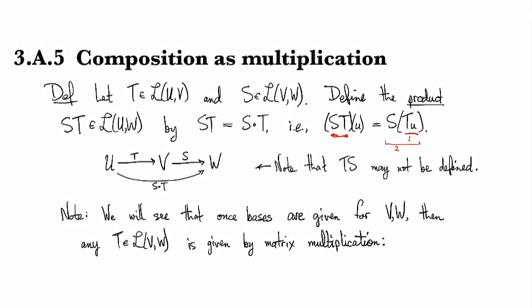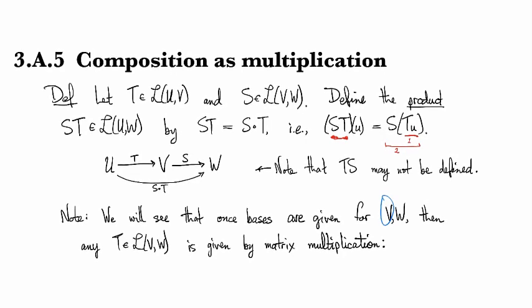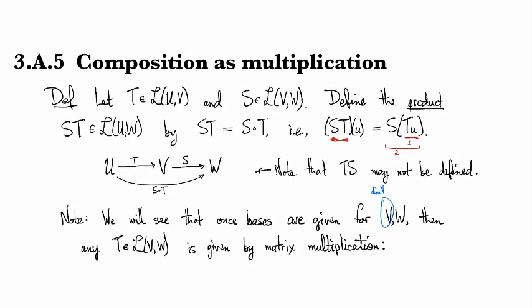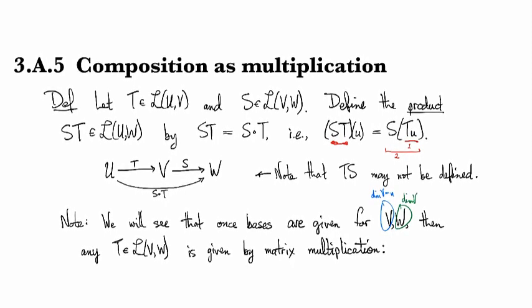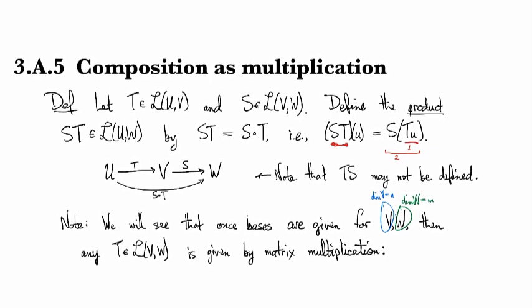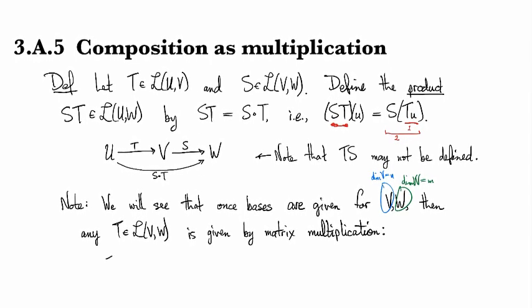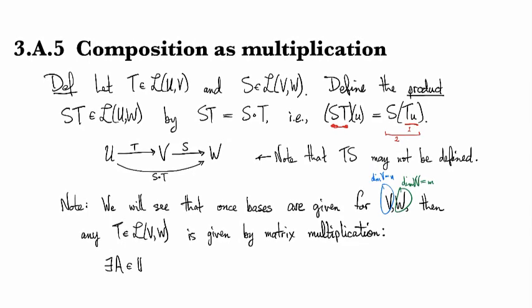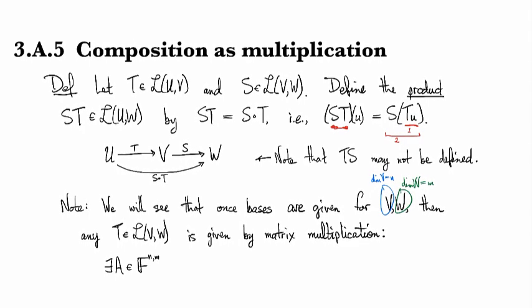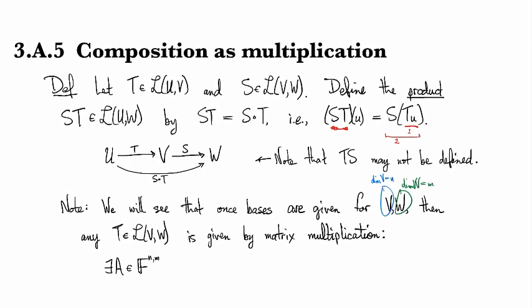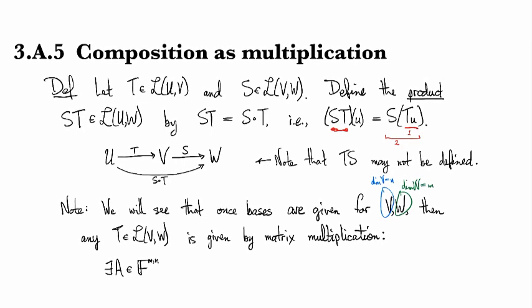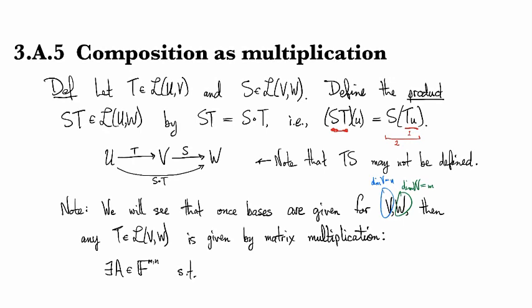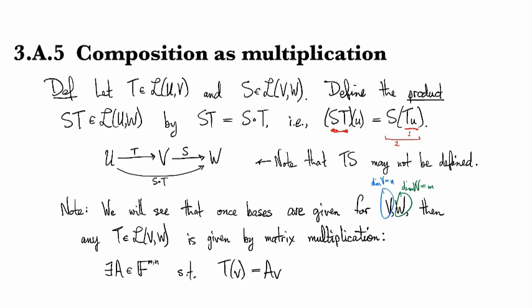if we take, say, V here to have dimension n, and W here to have dimension m, then there exists an m by n matrix A. Oh, sorry, I wrote those backwards. An m by n matrix A such that T applied to v is given by matrix multiplication by A.